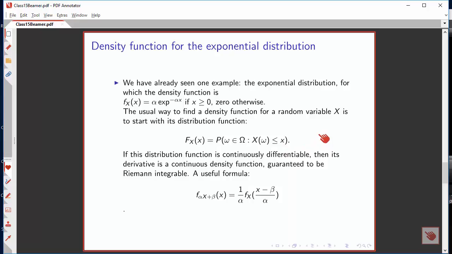In many cases, this function turns out to be continuously differentiable. That is, it's differentiable and its derivative is a continuous function. So this derivative is a continuous density function. The continuity will guarantee that it is Riemann integrable. And a useful formula, which you will prove, is that if you make a new random variable by taking x, multiplying by alpha, and adding beta, there's a formula for the density function for this new random variable in terms of f sub x.